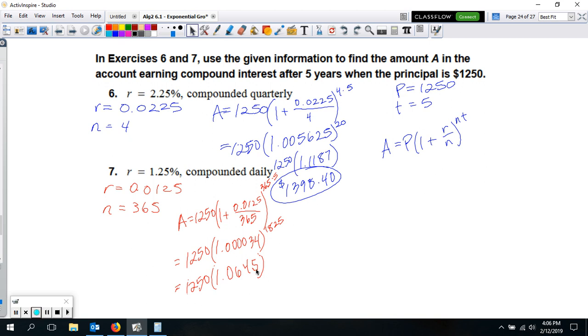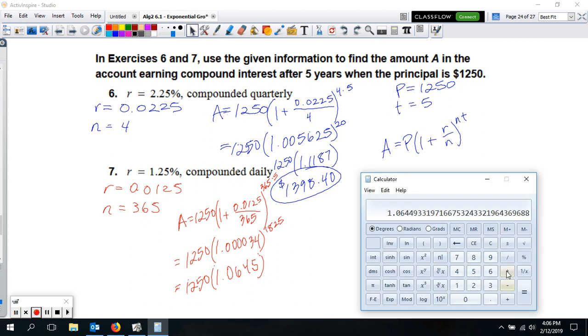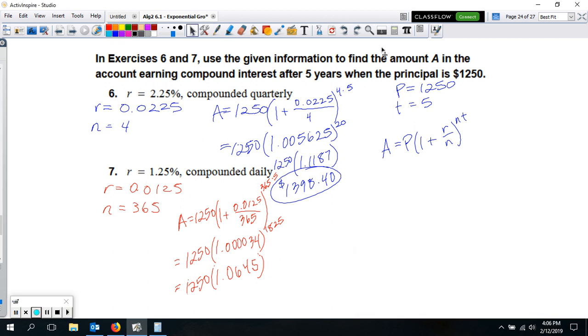So 1.0645, I just rounded that. And multiply this now times 1250. Where do we go here? There we are. So now just times the 1250 and equals. And we see it says 1330, 2 decimal places here will be 62 cents. So that will give us our answer here, 1,330.62. So as we compare these two, yes, this definitely was a better one that we got more money from. 1398 was definitely better than 1330.